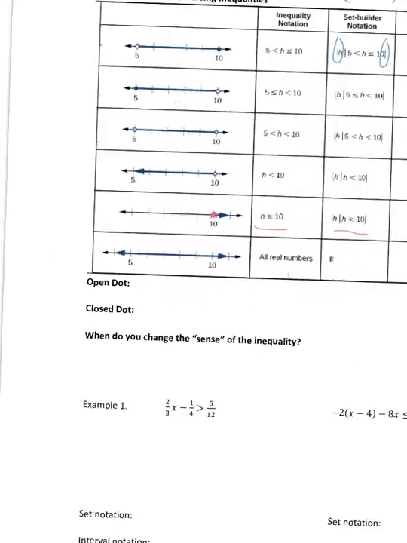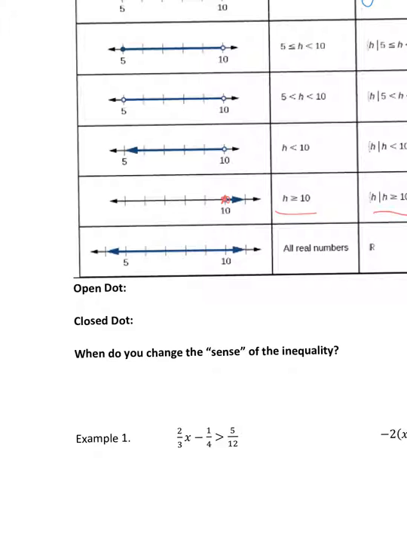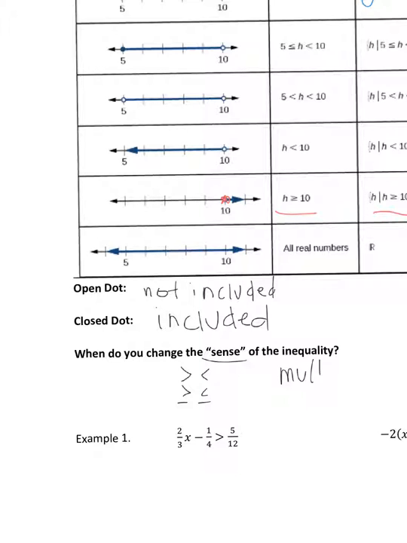So an open dot means the number is not included. And then the closed dot means the number is included. And with inequalities, don't forget that you change the sense or direction of the inequality when you're multiplying or dividing by a negative.